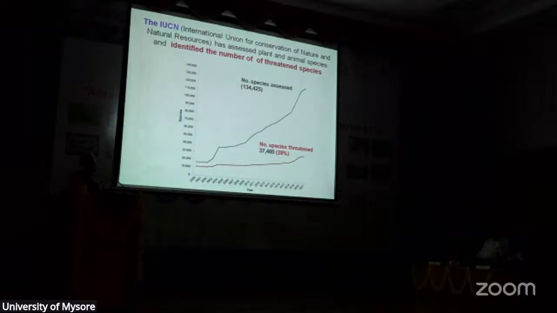Now this is a general picture published by the International Union for Conservation of Nature and Natural Resources. They assessed a large number of species, and out of those, they identified the number of threatened species. Out of 134,425 species they have assessed over the years, from 2000 up to 2021, they have reported that 28% of these assessed species are threatened. So you can see the seriousness of the situation.